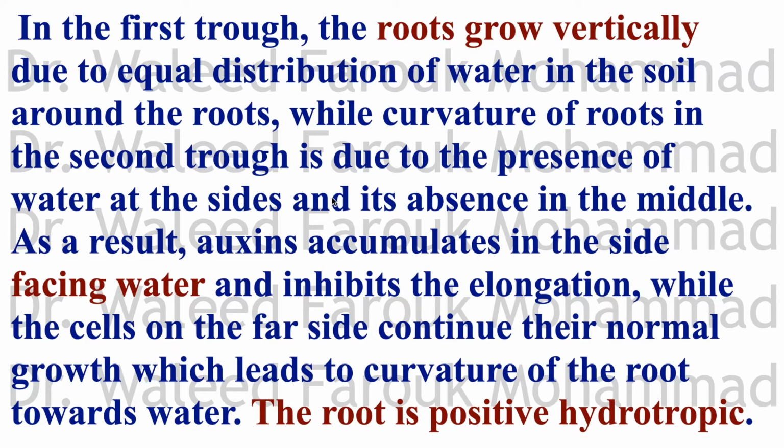As a result, auxins accumulate in the side facing the water and inhibit the elongation, while the cells on the far side continue their normal growth, which leads to curvature of the root. Again, auxins accumulate in the side facing water.